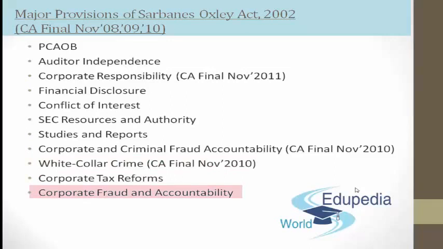Out of these complete provisions, almost all the provisions were asked in the CA final examination from November 2008, 9 and 10. And for a few attempts, corporate responsibility was directly and specifically asked in the examination for CA final November 2011. Corporate and criminal fraud accountability was asked in CA final November 2010, and white collar crime was again asked in CA final November 2010.